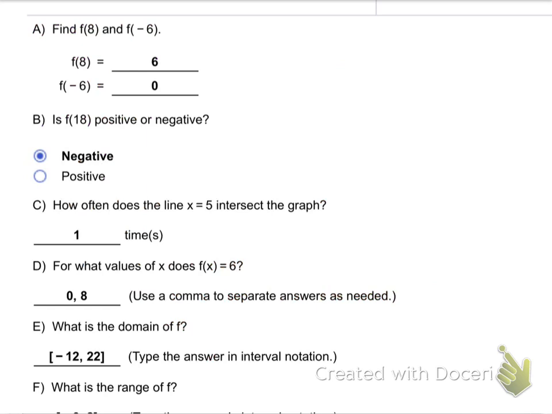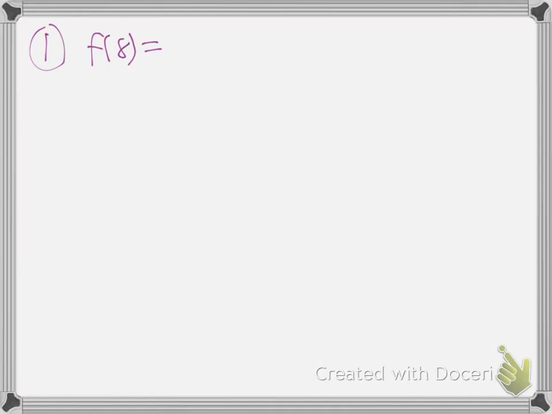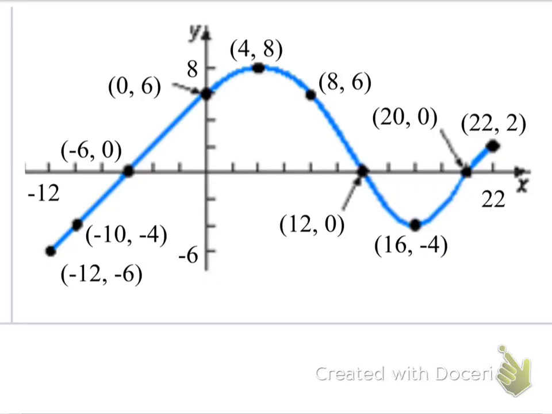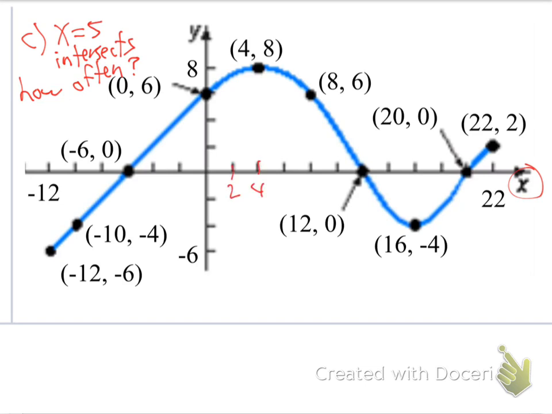Next question, how often does x equals 5 intersect the graph? So maybe I'll do a fresh one here. Now they're saying, part C, x equals 5 intersects the graph how often? Now, x equals 5, what is that? Well, here's the x-axis. This is 2, 4, 6. So 5 would be about right here. So it's this line, isn't it? It's the line that hits x equals 5. How many times does that line intersect the graph?